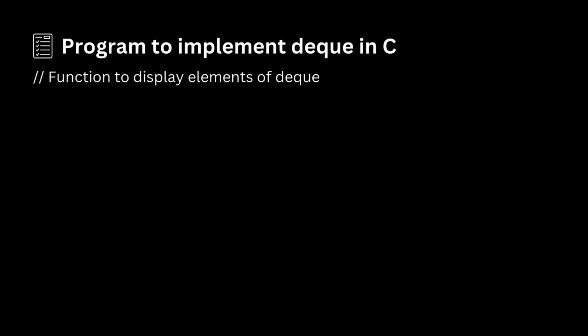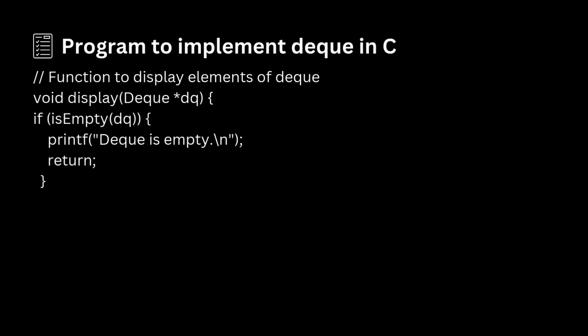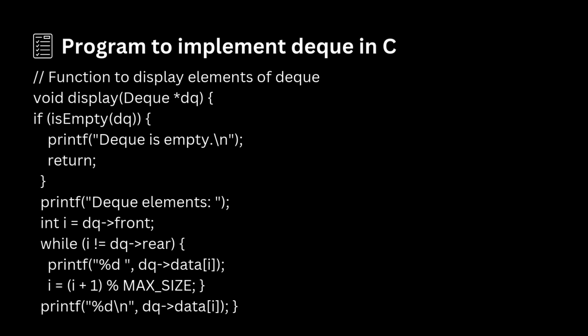Function to display the elements of the Deque. The display function prints all the elements of the Deque. It first checks if the Deque is empty using the isEmpty function. If the Deque is not empty, it prints all the elements of the Deque from front to rear. It uses a while loop to iterate through the elements of the Deque and prints each element.